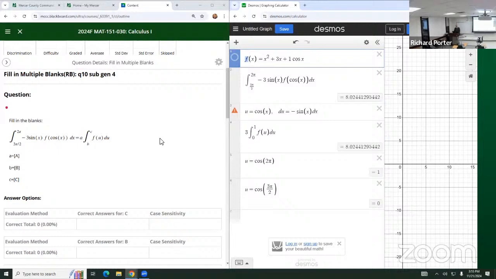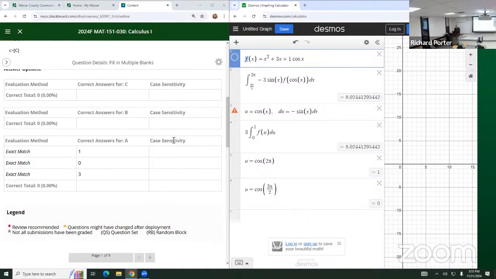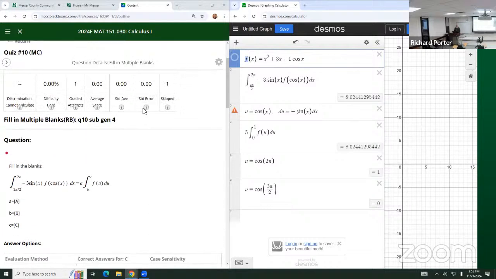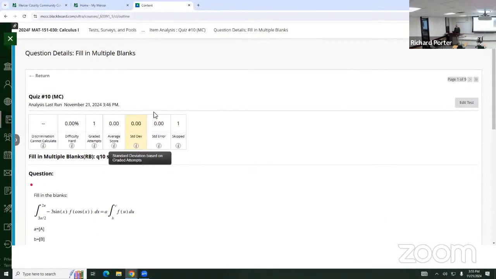You might see this in Calc 2 or Calc 3. But one thing's for sure, you should always let Desmos tell you what a value is, if it can, and it can always deal with limits of integration. Okay, so let's move on to the next one.